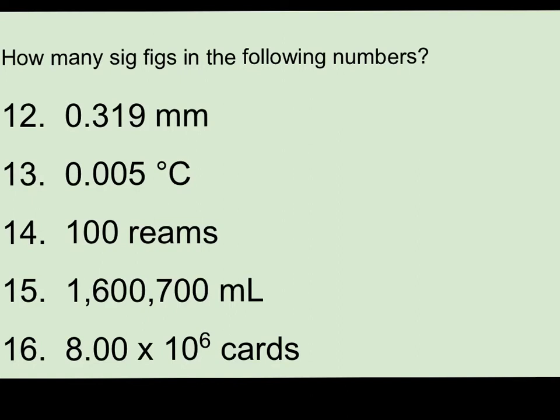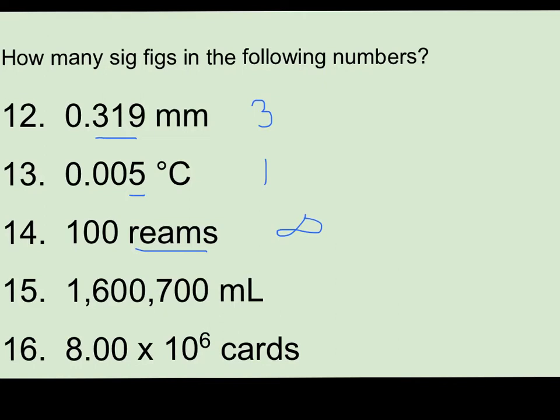All right, for number 12, this 0 is not significant because it's to the left of a number. So there's only 3 significant digits here. Number 13, it's an inexact measurement. The zeros are to the left of the first number. They're not significant, so there's only 1 significant digit here. Number 14 is an exact number. Your reams mean you're counting reams of paper. So there's an infinite number of significant digits there.